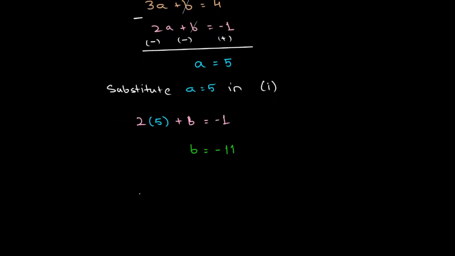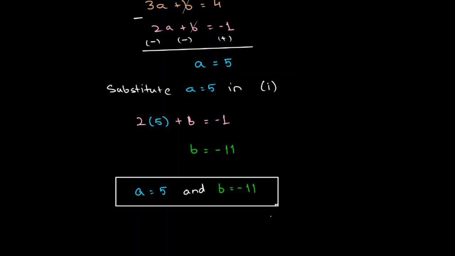So let's just write our final answers. We have a is equal to 5 and b is equal to minus 11. Let's draw our answer rectangle around the final answer.